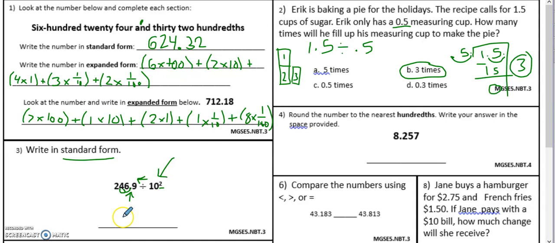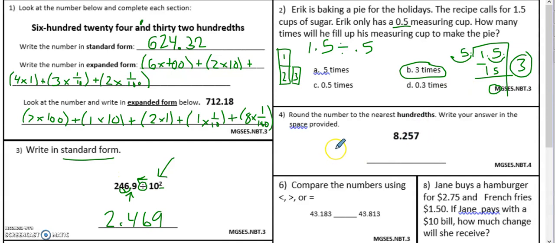I don't see any blank spaces, so I'm just going to write my new number, which is 2 decimal point 4, 6, 9. And so my new number is 2 and 469 thousandths. I'm going to double check, make sure that I did this problem correctly. Did my number get smaller? Because if I am dividing, then my number should get smaller. Well, I started out with 246 wholes, and now I have 2 wholes. So my number definitely got smaller. So I'm pretty confident that I did that correctly.